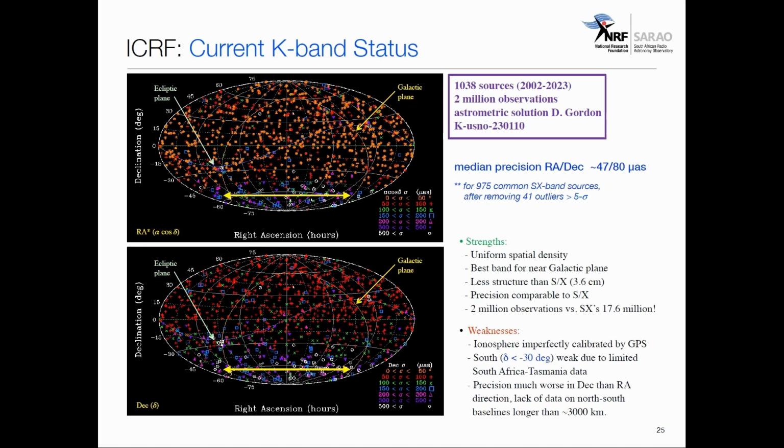Some of the weaknesses: we don't have dual band like S/X or X/Ka. It's single band, so our ionosphere is imperfectly calibrated by GPS. The south is also weak.